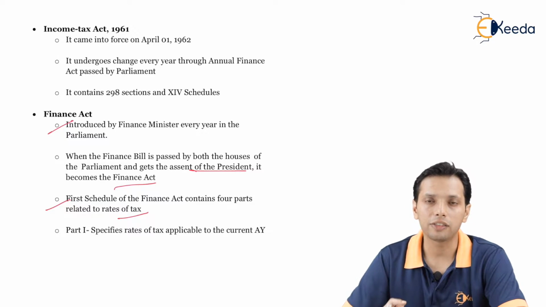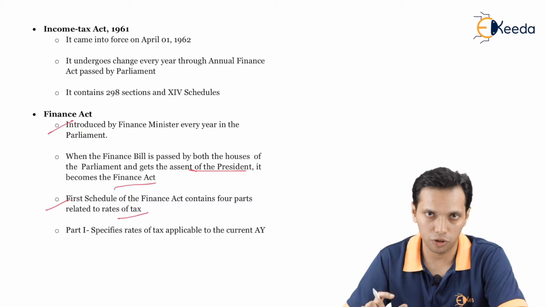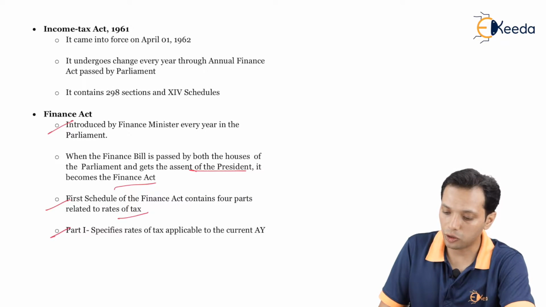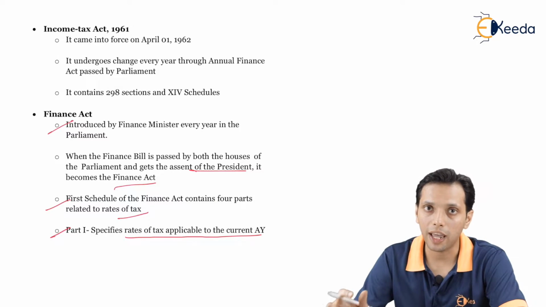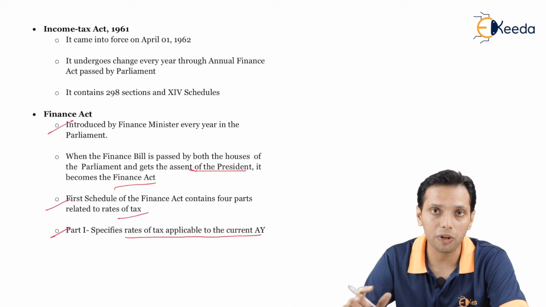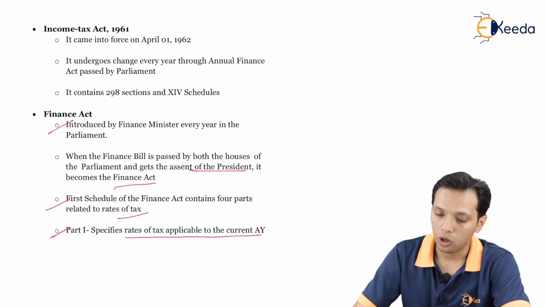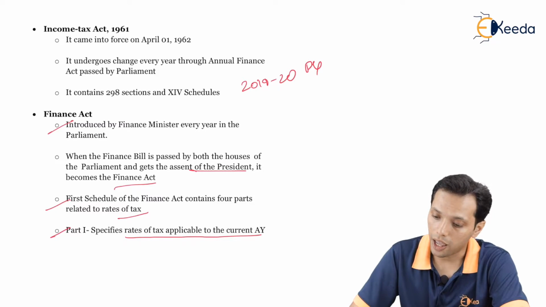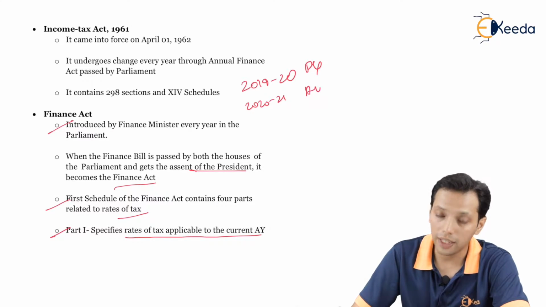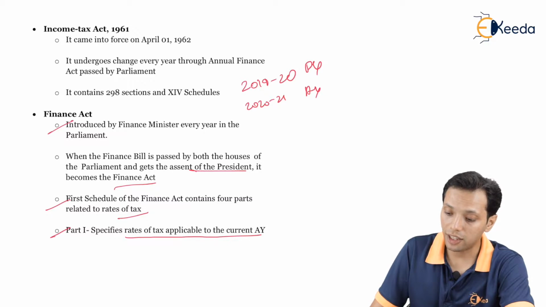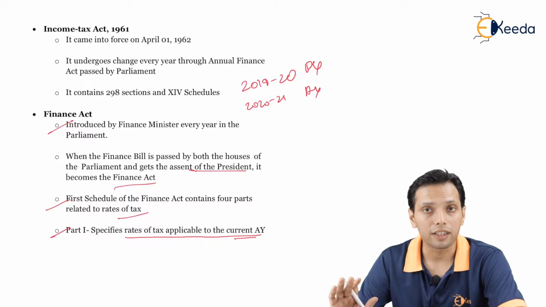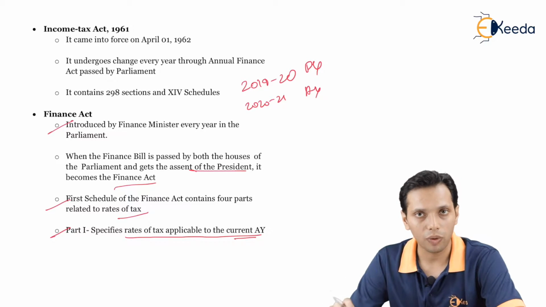The first part is related to the rates of income tax as per the provisions of the Act. So part 1 specifies the rates of tax applicable for the current assessment year. In your case, the assessment year is 2021, and the financial year or previous year is 1920. So 2019-20 is the previous year, and 2020-21 is the assessment year. So part 1 specifies rates of tax payable for the current assessment year, which in that case would be 2021.